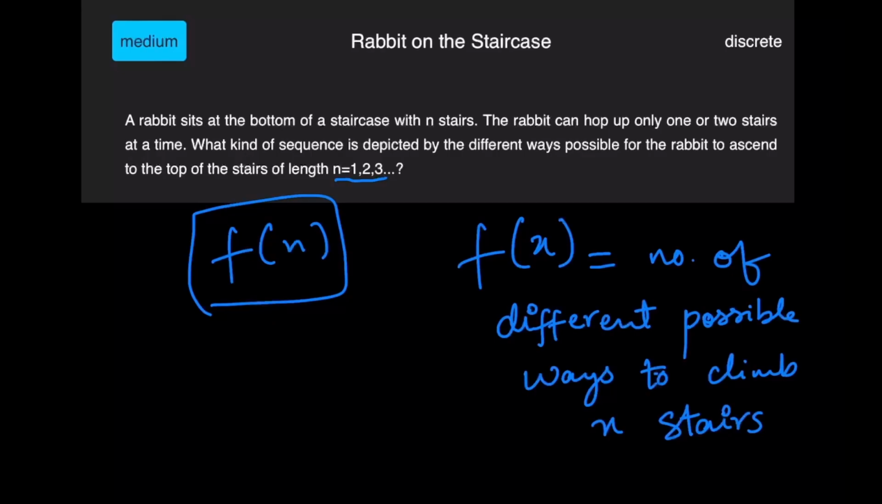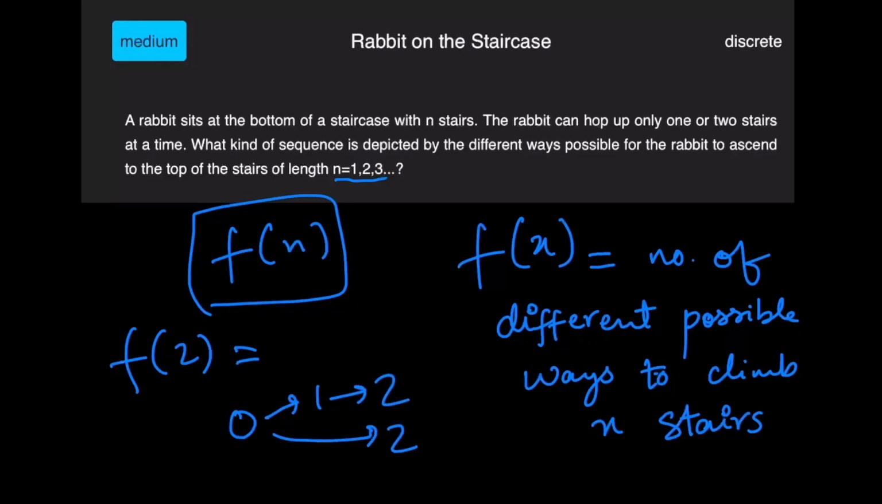So for example, f of 2 would be all the different ways that the rabbit could have climbed two stairs. So basically that would look like, well, let's just think about the different combinations. It starts on floor number 0, right? And it could go to 1 and then 2, or it could go directly to 2. So there's two ways. So f of 2 becomes 2.